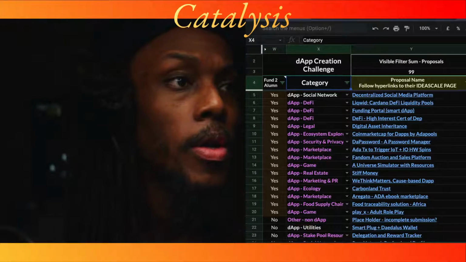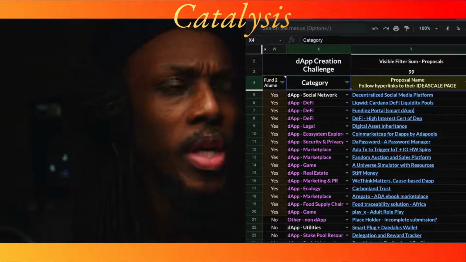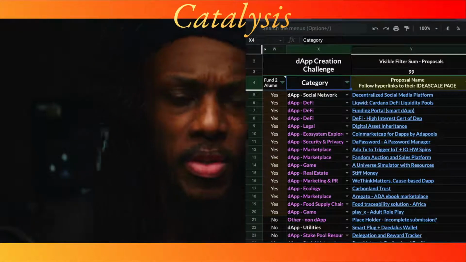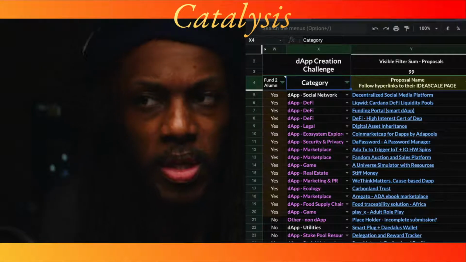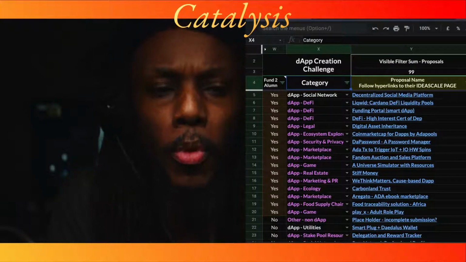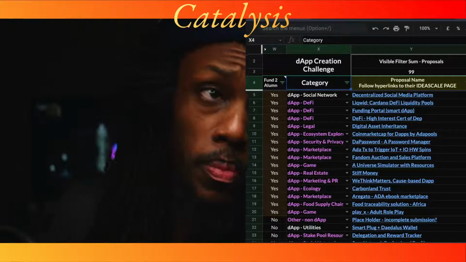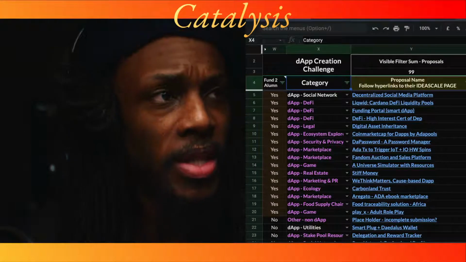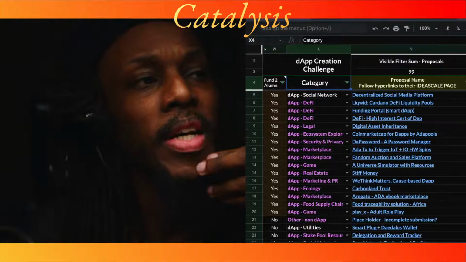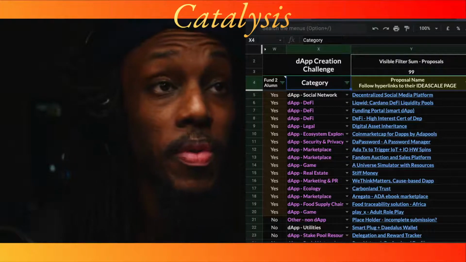So I'm going to be breaking these down and looking into a number of things. One is whether or not the proposal is coming from someone who proposed in fund 2, the prior fund. The next is I'm going to be looking at categories, as you can see, the different proposals fall into different categories.